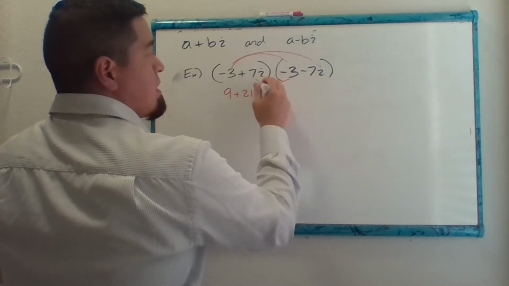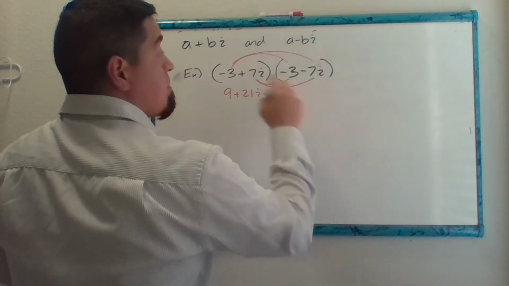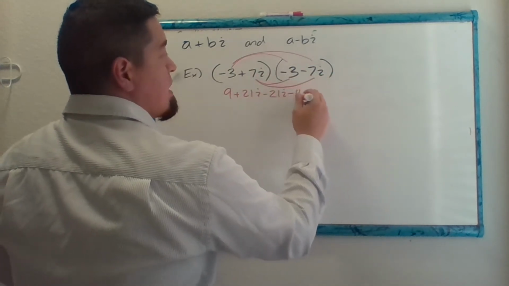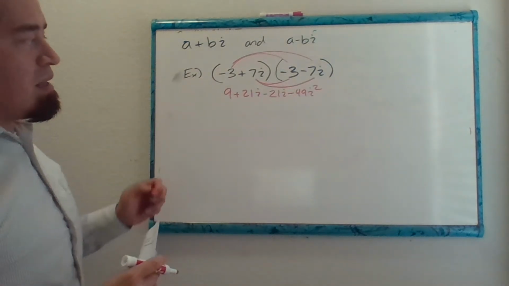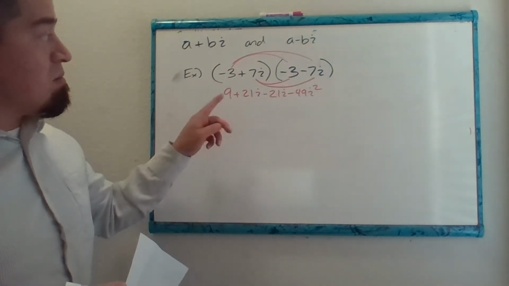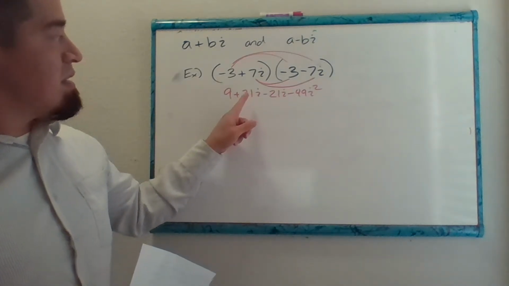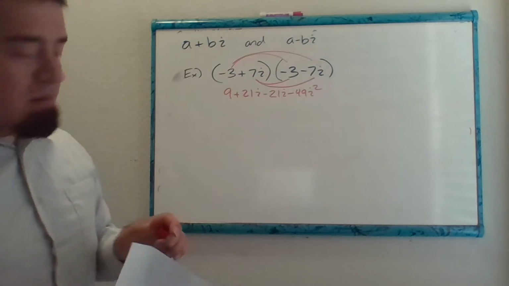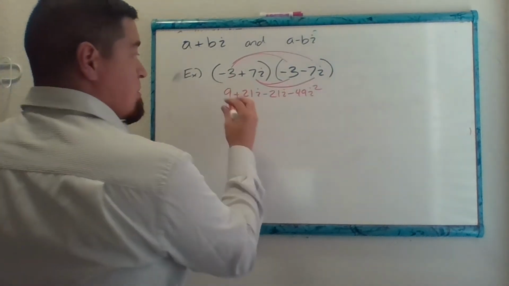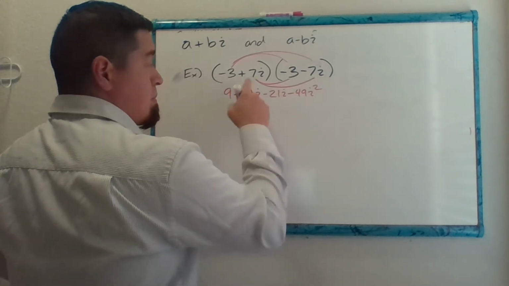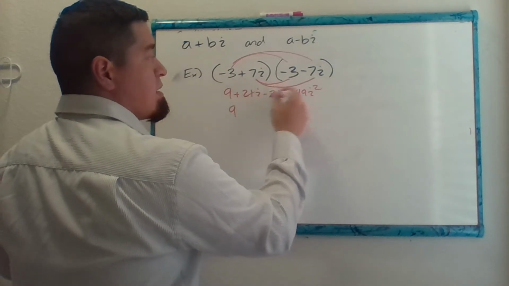7i times negative 3, that's negative 21i. And positive 7 times negative 7, that's negative 49i squared. Okay? And then what do you notice is going to happen, which actually always happens with conjugates, is that the middle terms will cancel out. Okay? So in this case, at least with conjugates of imaginary numbers, or complex numbers, I'm going to end up with those canceling out.